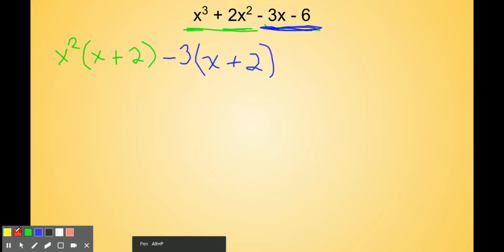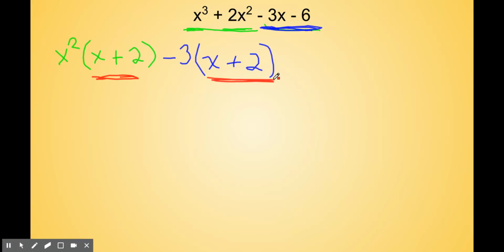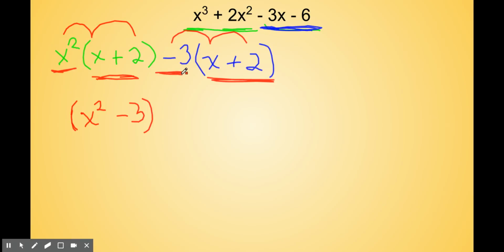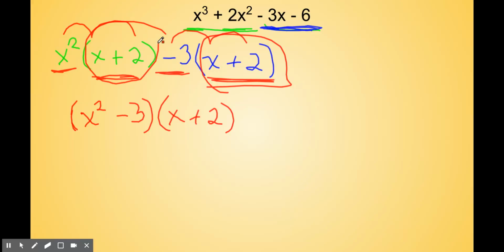Now, look at what we have. We have this term right here is equal to that term. Effectively, what we're saying is we're going to take my x squared, multiply it by both of these terms, x plus 2, and then I'm going to take a -3 and multiply it by both of those terms. So because we're doing that, we can rewrite this as x squared minus 3. I'm taking this term and this term, and I'm going to multiply that by x plus 2, since that's equal to this term and this term. Now you've factored by grouping, and you can solve this polynomial.